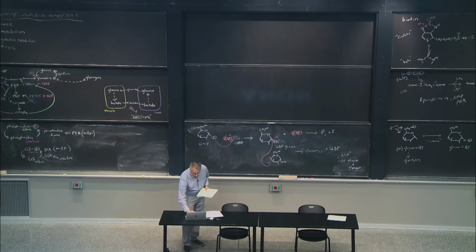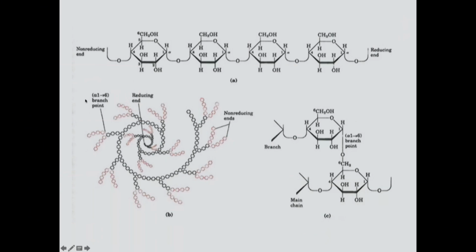But if we're making glycogen, remember, glycogen has all of these branch points on them as well. And to do the branch points, you basically have to make this alpha 1,6 bond, which then gives you 2 new non-reducing ends that you can add more subunits to. The way nature does this is as follows.